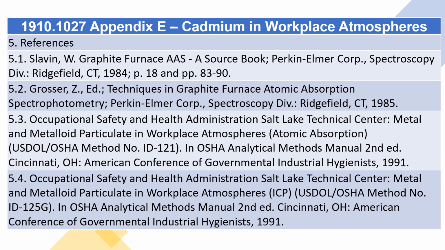Slavin, W. Graphite Furnace AS, a sourcebook, Perkin-Elmer Corporation, Spectroscopy DIV, Ridgefield, Connecticut, 1984, p. 18 in pages 83 to 90. 5.2. Grosser, Zig ed. Techniques in Graphite Furnace Atomic Absorption Spectrophotometry, Perkin-Elmer Corporation, Spectroscopy DIV, Ridgefield, Connecticut, 1985.